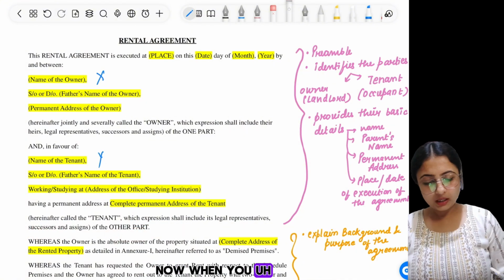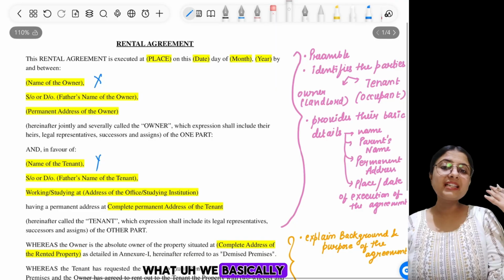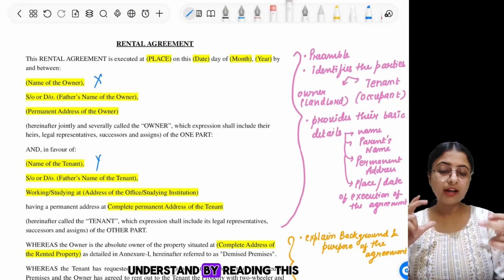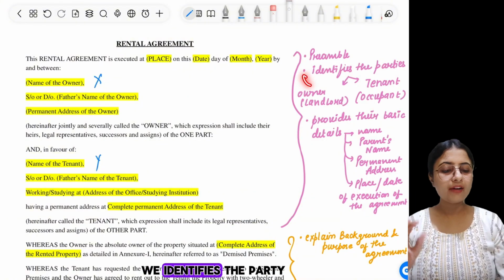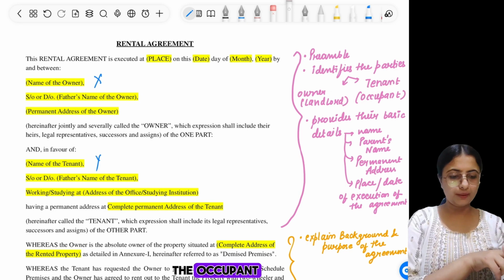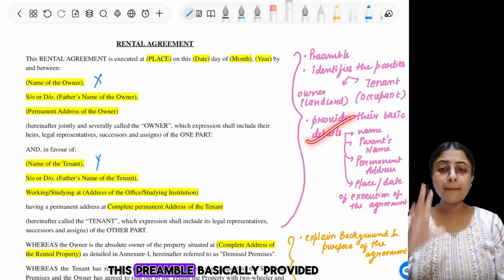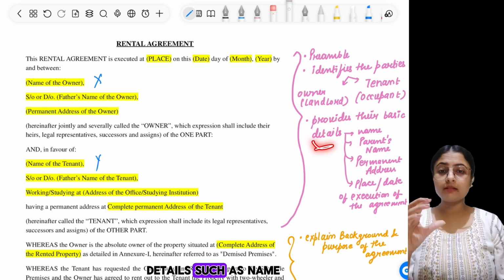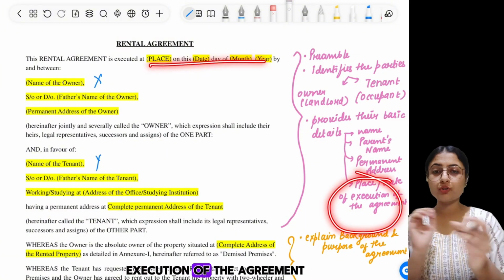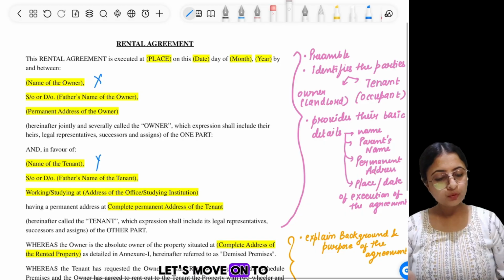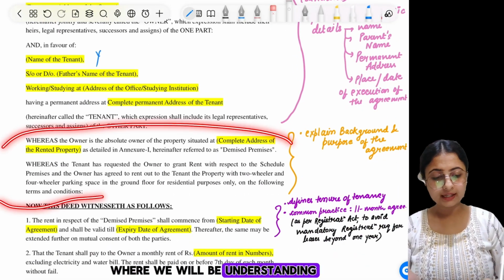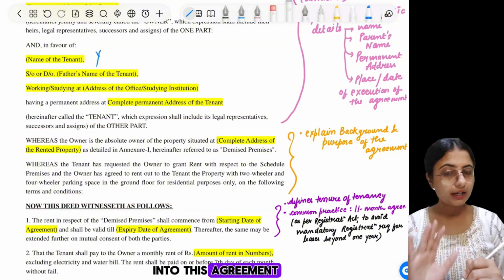Now, when you read this preamble, what do we understand from it? We identify the parties: who is the landlord, who is the owner, and who is the tenant, that means the occupant. The preamble also provides us with basic details such as name, their parents' names, the permanent address, and the place and date of execution of the agreement. Now let's move on to the next para of the same preamble, where we will understand the purpose of entering into this agreement.